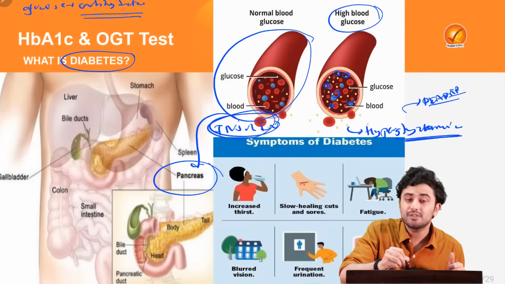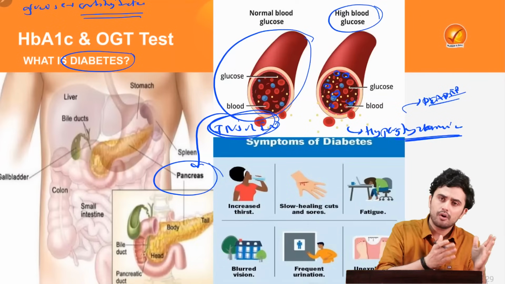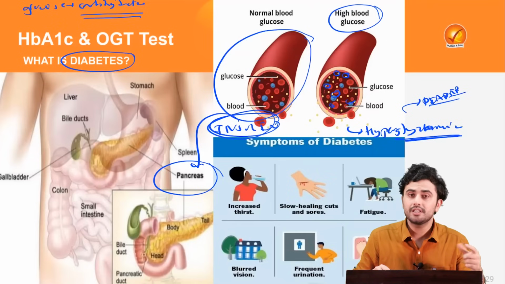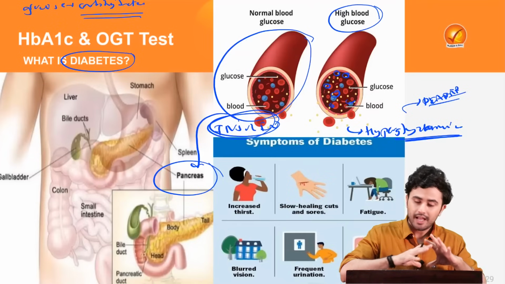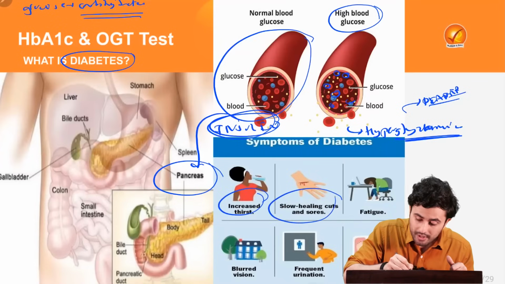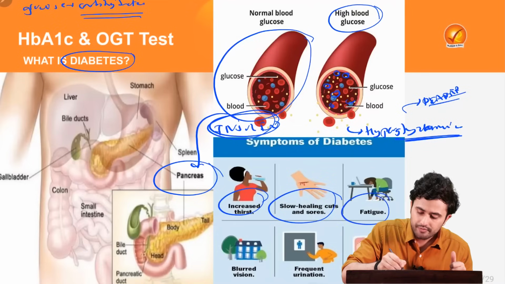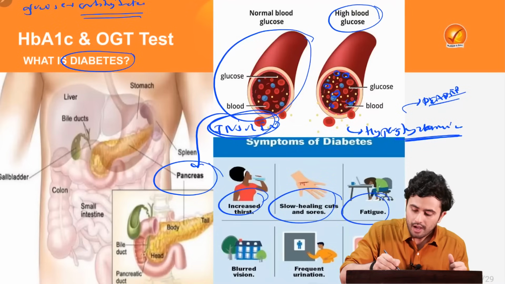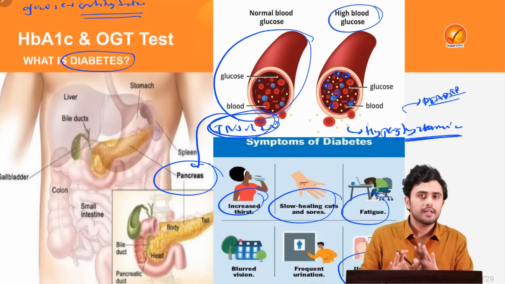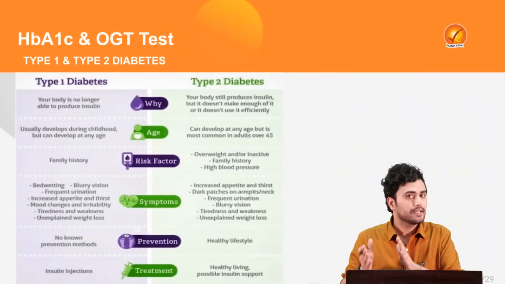And persistence of such diabetes or hyperglycemia for a very long duration of time can impact your heart, your kidney, your vision, and it has a lot of symptoms such as increased thirst, slow healing cuts and sores, feeling fatigue even if you are doing a small amount of work, or unexplained weight loss. Now there exist two kinds of diabetes, type 1 and type 2.